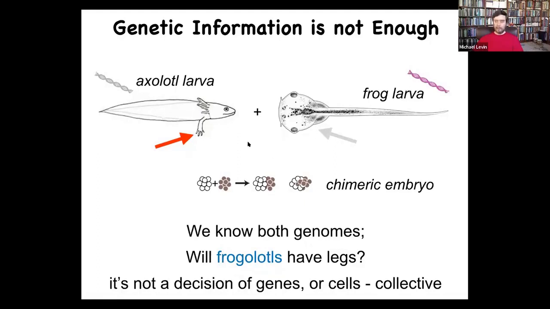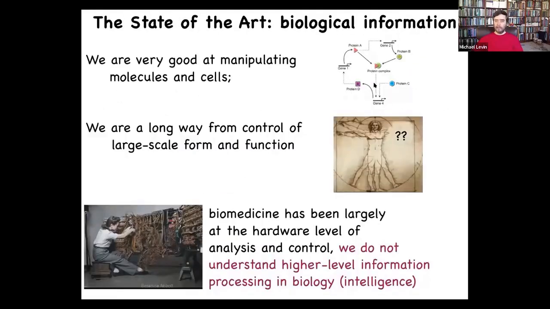And that's because this kind of thing is not a decision made at the level of molecules or genes, and it's not made at the level of individual cells. It is a collective decision, and we still do not have a good understanding of how cellular collectives make decisions. We're very good at manipulating information like this, which molecules talk to which other molecules, but we're a long way away from control of large scale form and function.